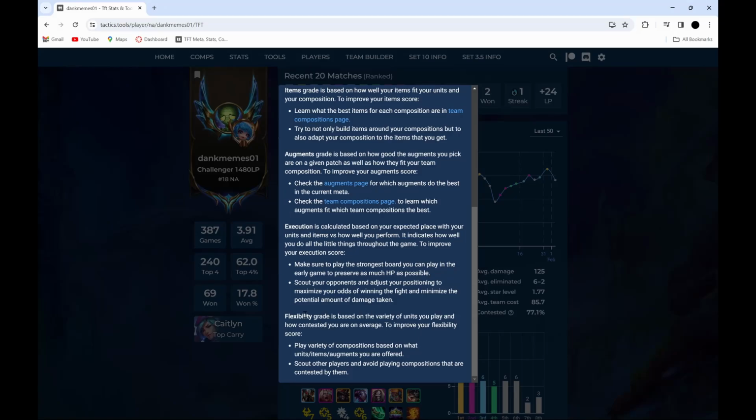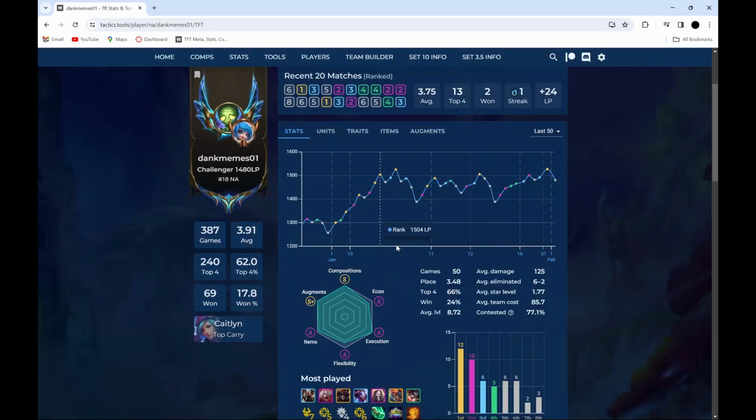And another example of this is the flexibility score, right? Being more flexible and playing more comps and avoiding contesters doesn't necessarily mean you're actually going to be performing better in your games. For example, we've seen many instances of players climb to extremely high ranks, even to rank 1, with extremely inflexible playstyles. So yeah, once again, I think this is a really cool graphic, but I would definitely avoid using it as a tool for directly improving my gameplay.